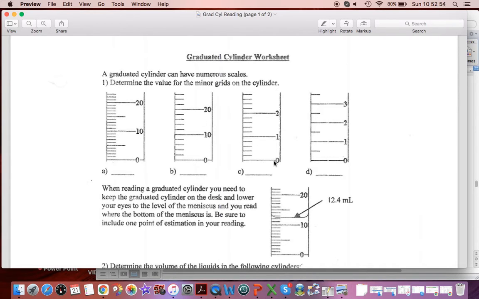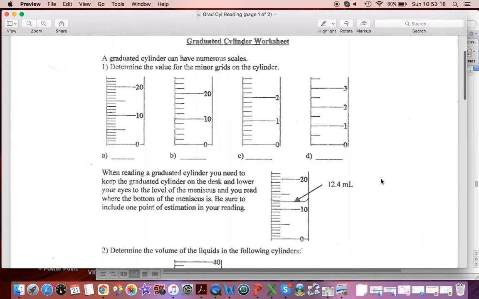Now for C, we go up 1 milliliter, but there were 5 divisions. So 1 divided by 5 is 0.2, so it means 0.2 milliliters is what we write for C. 0.2 milliliters every time we go up by 1 there. In this case, we went from 0 to 1, and there were 2 divisions. 1 divided by 2, so each division is 0.5 milliliters.